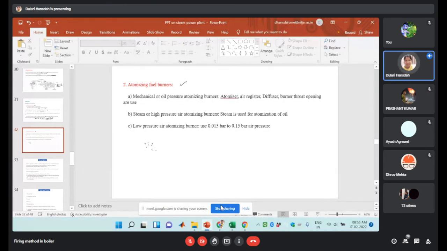Steam or high pressure air atomizing burners are also available. Steam is used for atomization of air. Low pressure air atomizing burners are also used. In this case, the air pressure is about 0.015 bar to 0.15 bar. With the pressure of the air, the oil will be atomized. I'm not going into the details of these oil burners, just giving you the overall idea of how they work and what the types are.